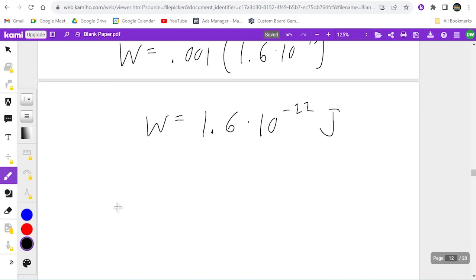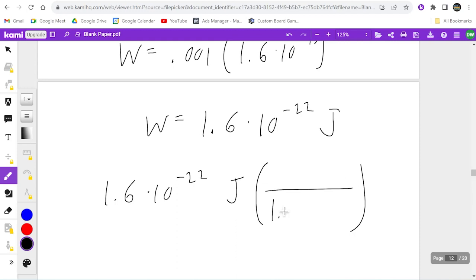So here's what I do. 1.6 times 10 to the negative 22 joules times the conversion factor. The denominator gets that number because that's the joules. 1 electron volt goes in the numerator. Joules cancel. That's why I was dividing.